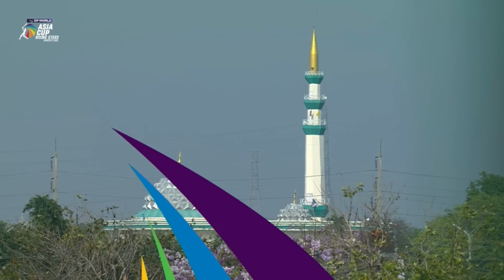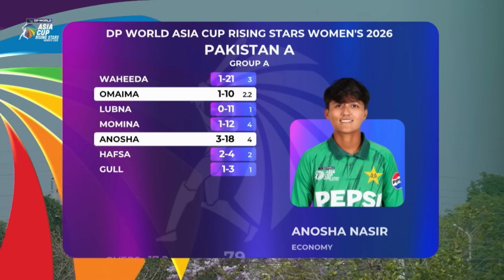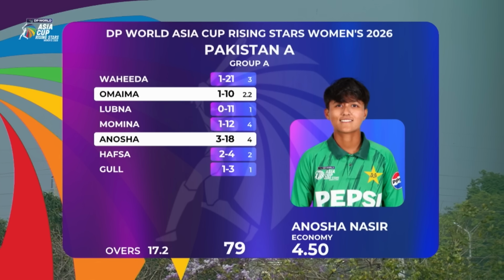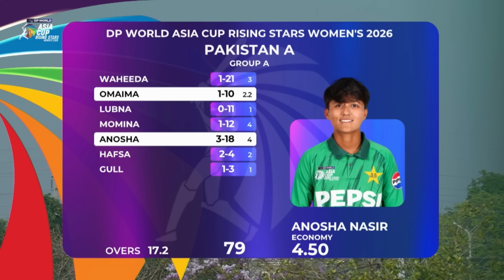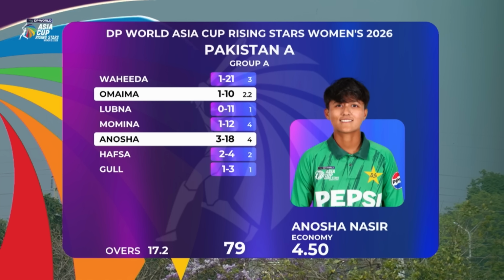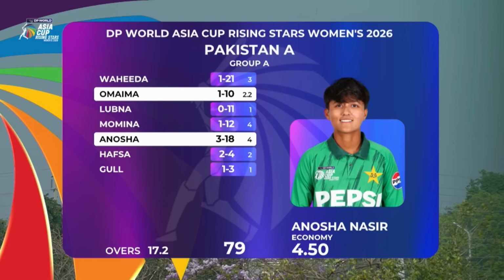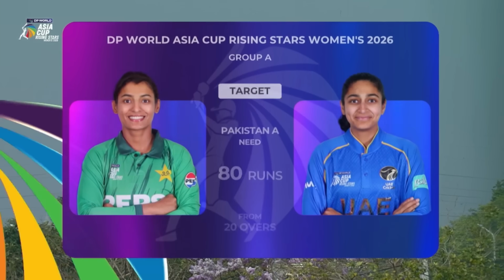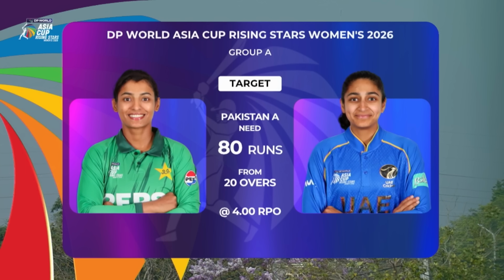Bowling card for Pakistan, wonderfully handled by the skipper. Mima was exceptional, 2.2 overs, 1 for 10. Wahida set up the tone with a big wicket of Isa Oza. Momina 1 for 12 and Osha 3 for 18. When Pakistan come out to bat, they need to make 80 runs, but for them to qualify, they've got to make it in 15.5 overs.